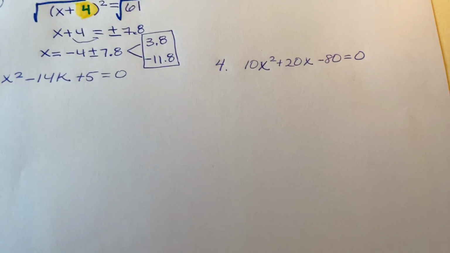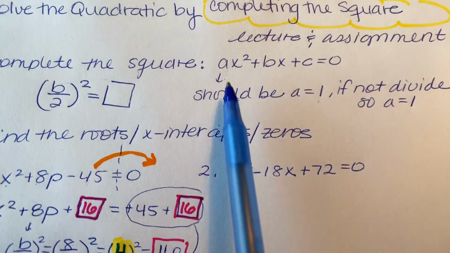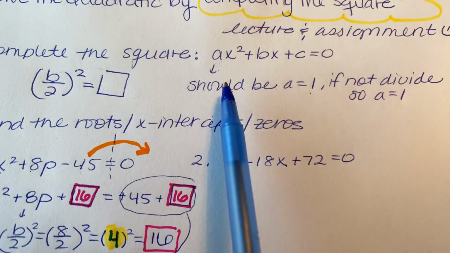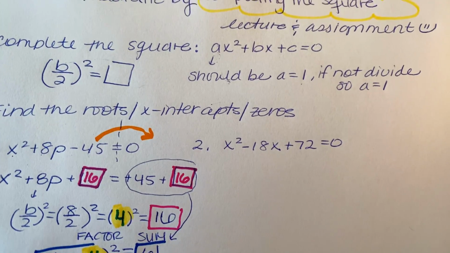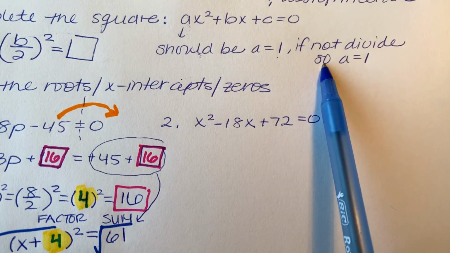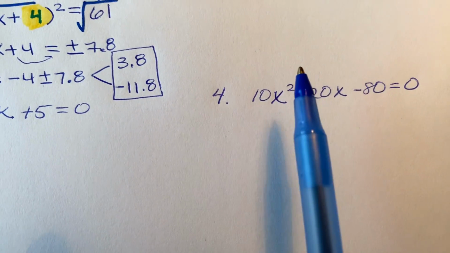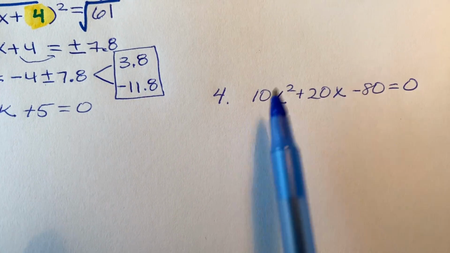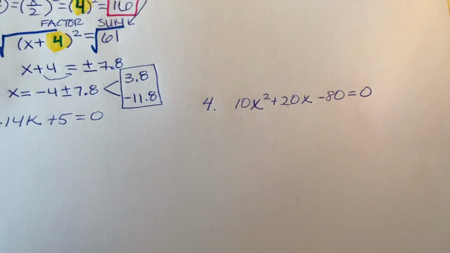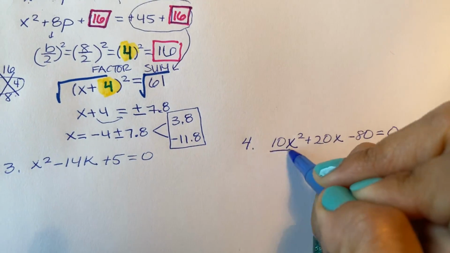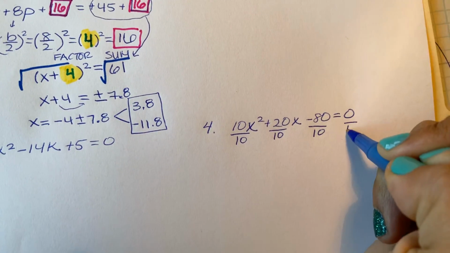Okay, so number 4, it says here, ax squared plus bx plus c is equal to 0. This coefficient of x squared, a should be 1. If not, divide, so a is 1. Okay, so here a is 10. No good. I need to complete the square. So what do you do? So I'll start it off and then I'll kind of let you guys go from there. You then divide it out. So divide by 10, divide by 10, divide by 10, divide by 10.